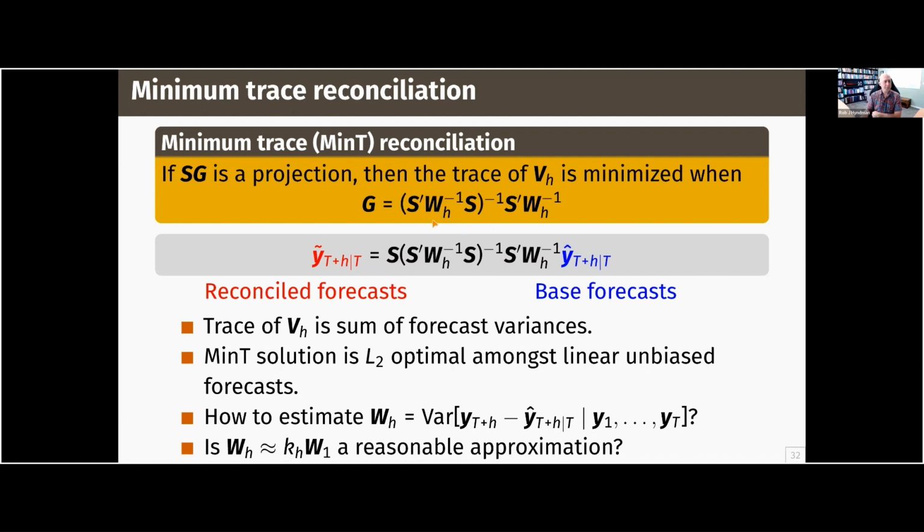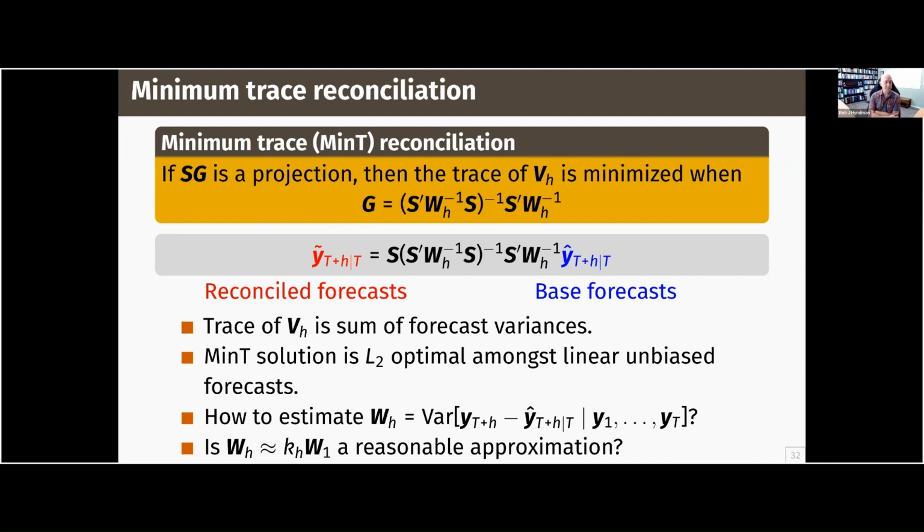If you've done any statistics using matrix algebra, you'll recognize that this looks a little bit like generalized least squares. So one way of thinking about this is in terms of a regression problem, but we're mostly thinking about it in terms of an optimization problem. This is the optimal choice of G for minimizing the trace. So we then have this equation which says, wherever these forecasts come from, we can make sure they add up, we can reconcile them and get coherent forecasts by pre-multiplying by this matrix here. This is called the MINT solution. It's L2 optimal amongst all linear unbiased forecasts.